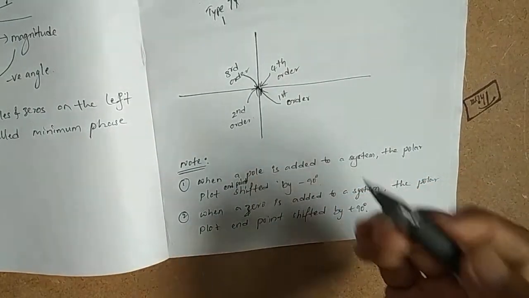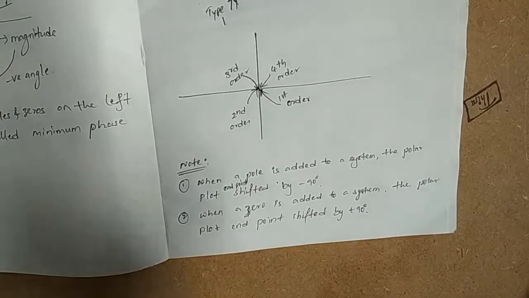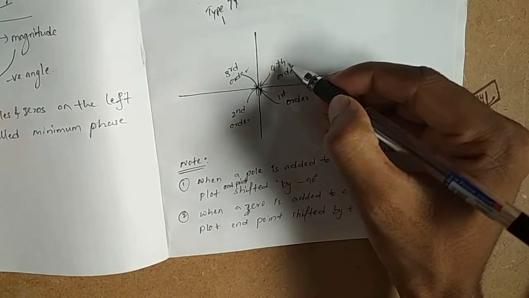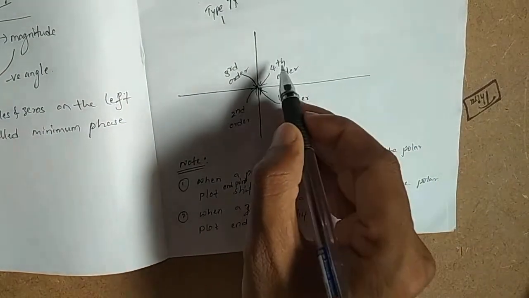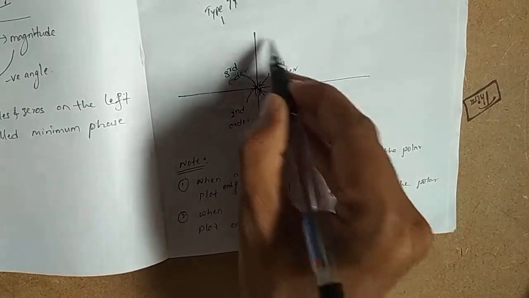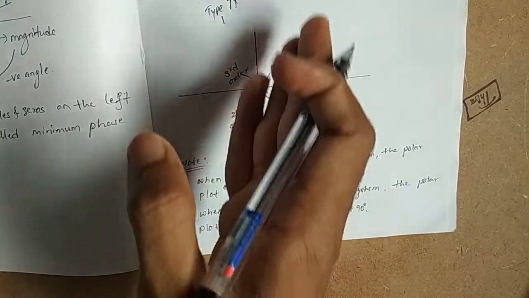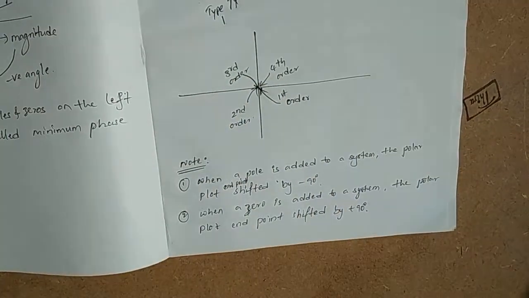If a zero is added, it is in the numerator, so the order will decrease. If a zero is added, then a fourth order system becomes a third order system. Then the end point shifts by plus 90 degrees, that is in anti-clockwise direction.